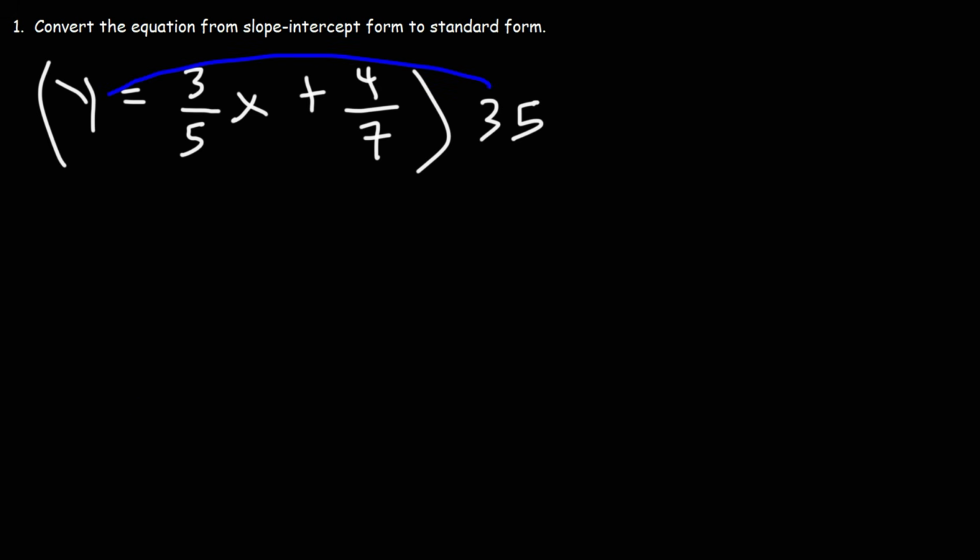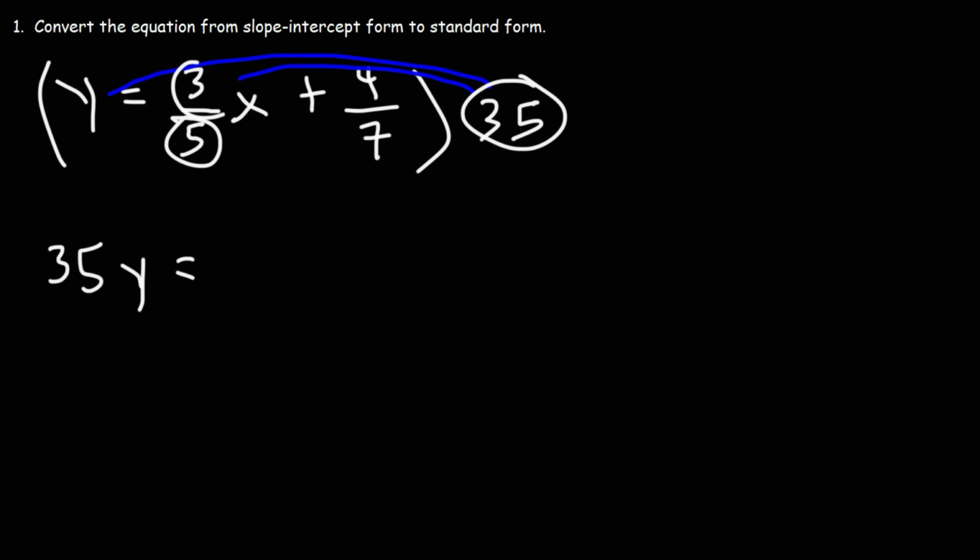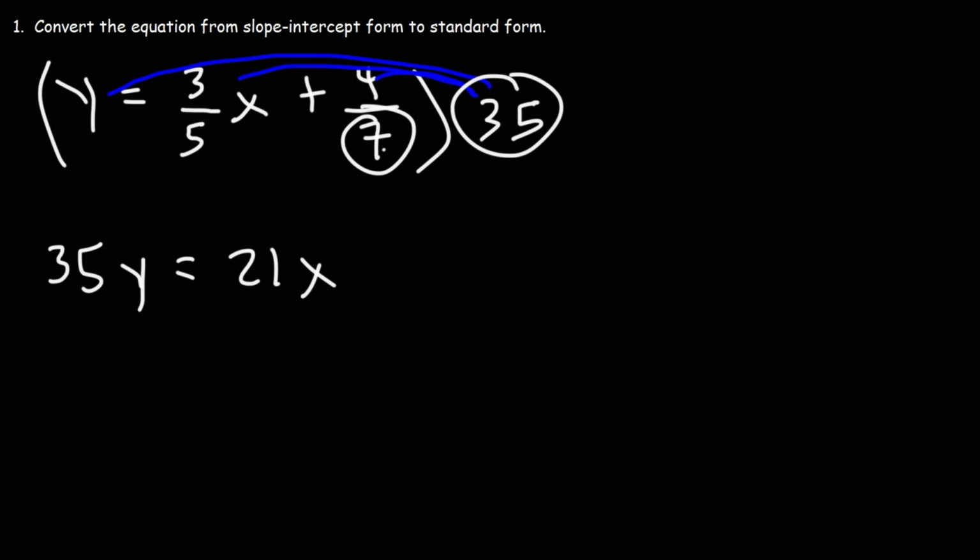So first we're going to have 35y is equal to, and then 35 times 3 over 5. Let's divide first. If you multiply first, you're going to get a big number, 3 times 35. That's not going to be fun. 35 divided by 5 is 7. 7 times 3 is 21. That's a whole lot easier. Now, 4 over 7 times 35. Let's divide first. 35 divided by 7 is 5 times 4. That's going to be 20. So this is plus 20.